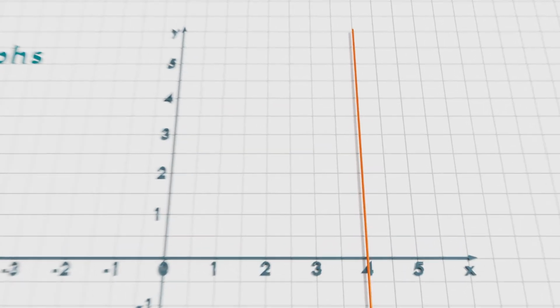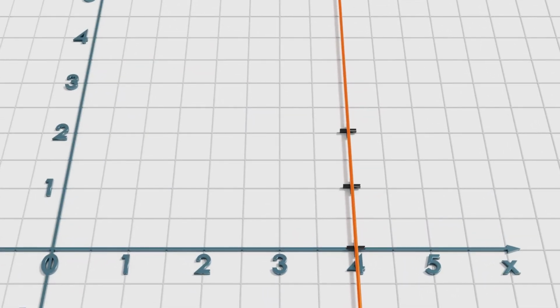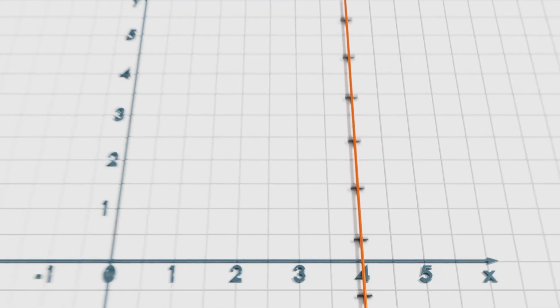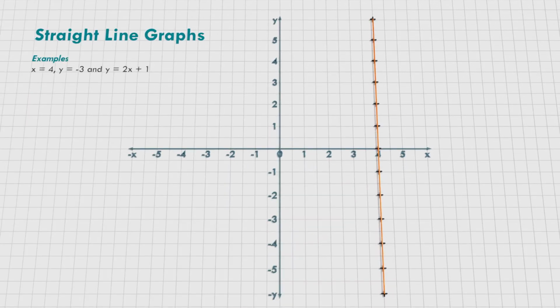This is the line x equals 4. All its coordinate points lie along this line. All lines of the form x equals some number will be vertical. Similarly, this is the line y equals minus 3, and all its coordinate points lie along this line. All lines of the form y equals some number will be horizontal. And this is the line y equals 2x plus 1.